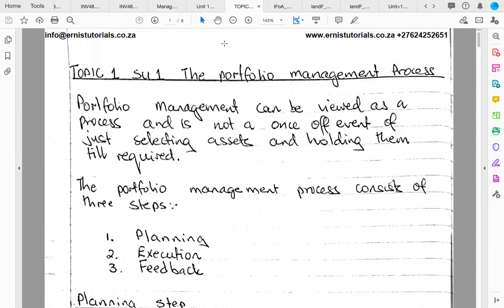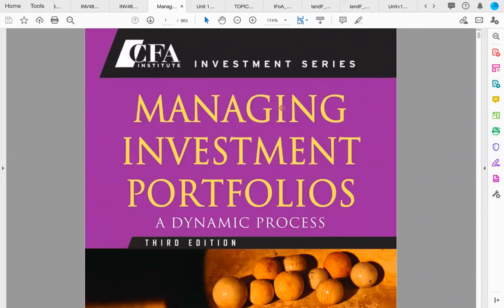This module is part of the modules for UNISA students studying for a BCom honors degree in financial management, and it's one of the optional modules. Basically, as the name says, it's about teaching you the important concepts and principles underlining managing an investment portfolio.